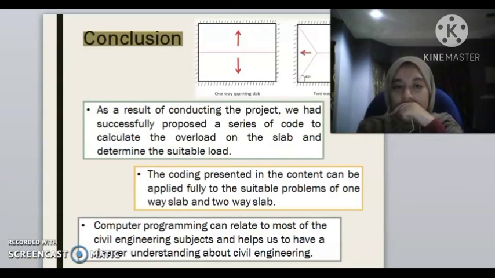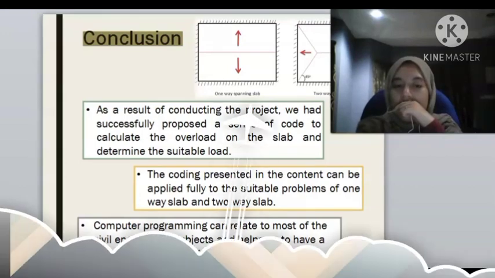Today I want to discuss the conclusion. As a result of conducting the project, we have successfully proposed a series of codes to calculate the overload on the slab and determine the suitable weight. The coding presented in the content can be applied fully to suitable problems of one-way slab and two-way slab. Computer programming can also relate to most civil engineering subjects and help us to have a deeper understanding of civil engineering. That's all for me.